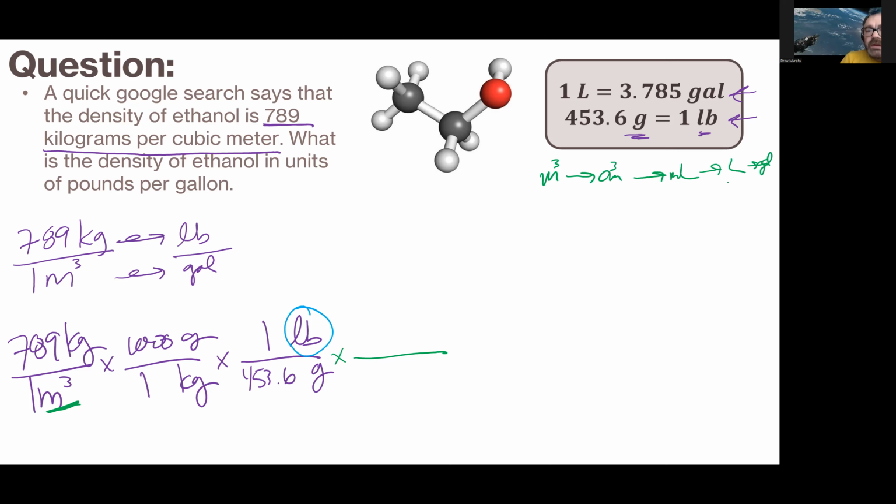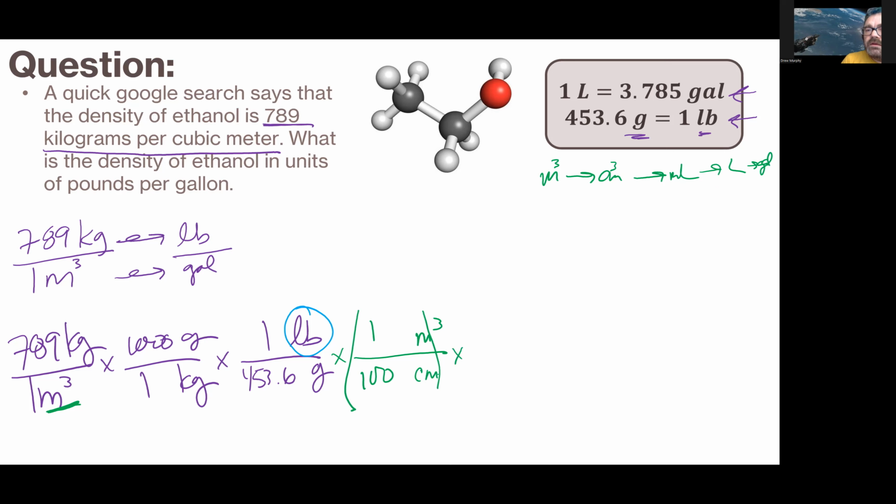Okay. We need meters cubed on the top so it cancels out. And we need centimeters cubed on the bottom. Okay. Remember, our conversion factor is for 1 meter, we're going to have 100 centimeters, which means that we're going to take this and we're going to cube it.